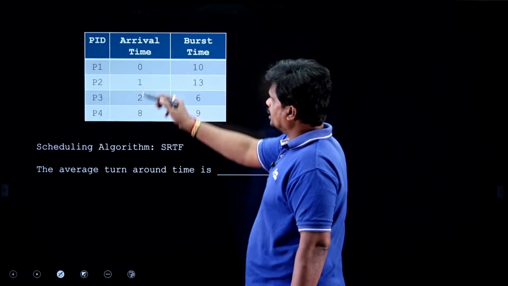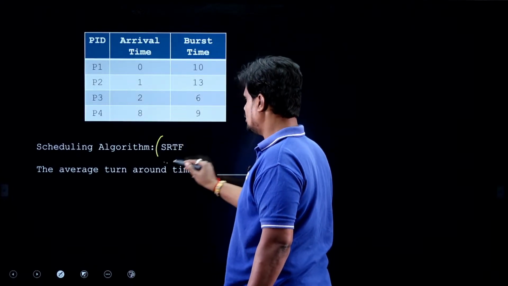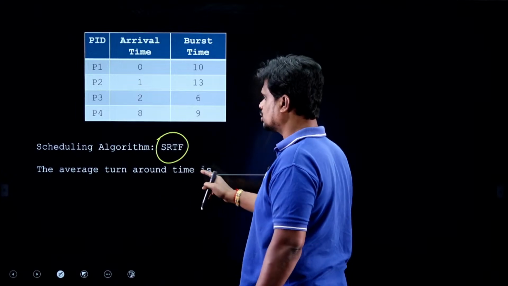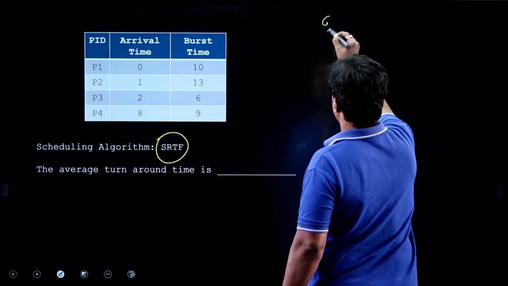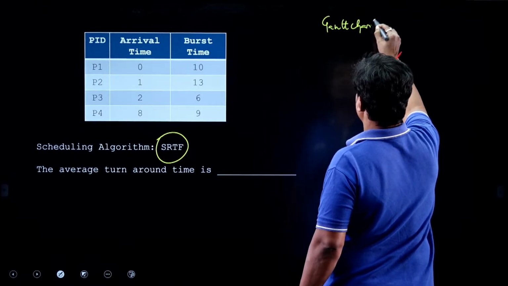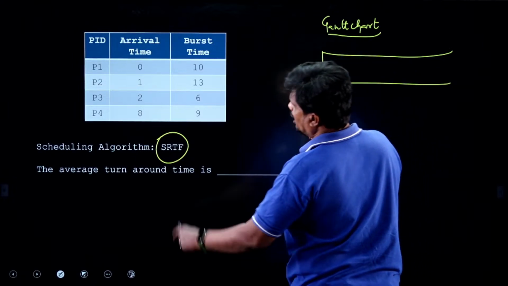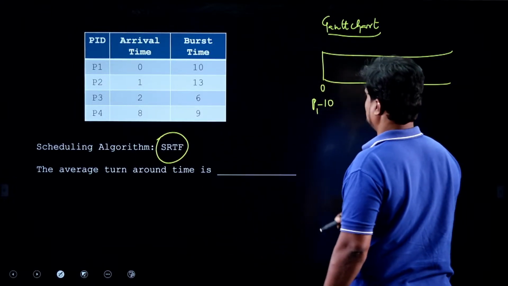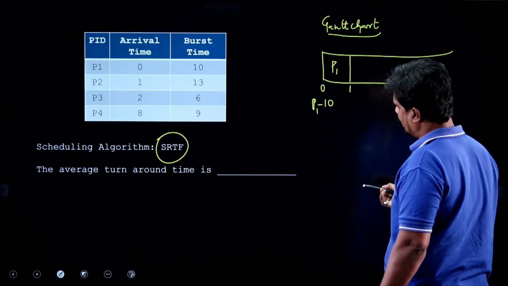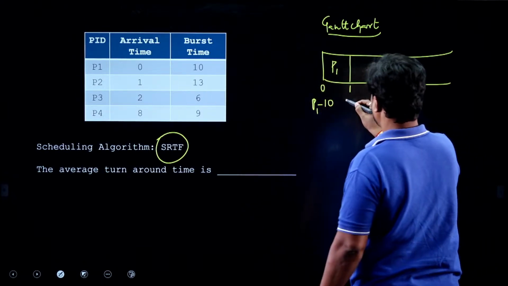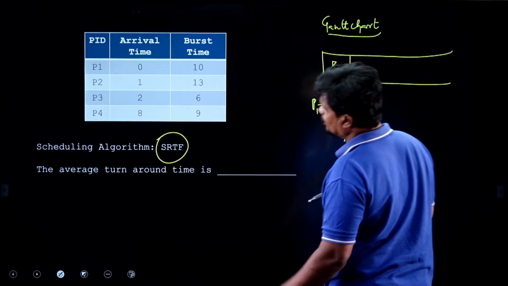So this is the given data, and we are applying SRTF and it is asking us to calculate the average turnaround time. Okay, so first let's build the Gantt chart for this question. At 0, you have only P1 process with 10 burst time. Since it is the only process, we hand it over to the CPU. It is allowed to execute up to 1, the next arrival. By that time, P1 is running with 9 and P2 has arrived with 13.